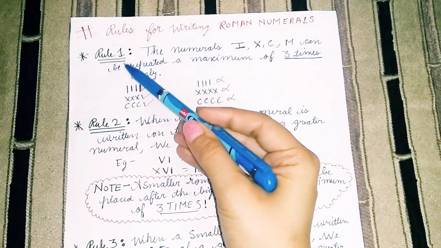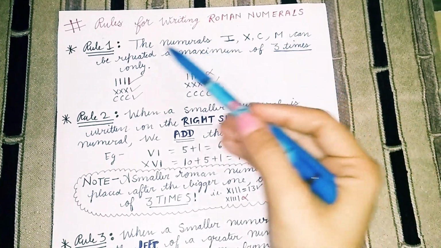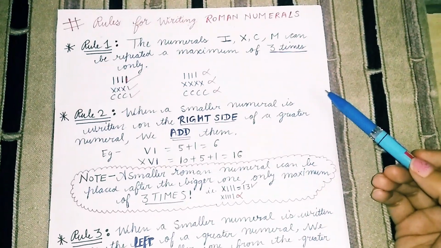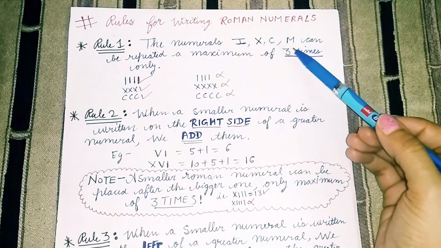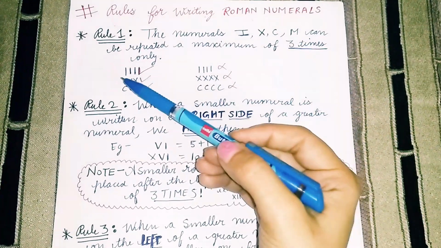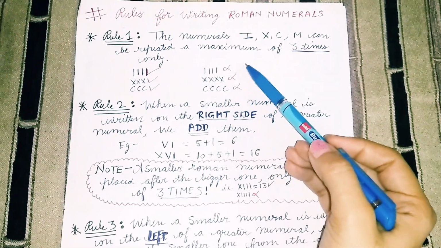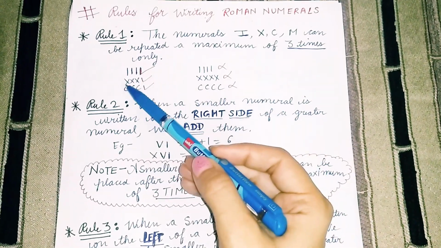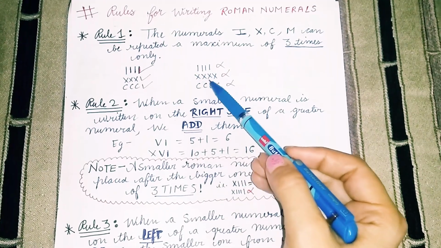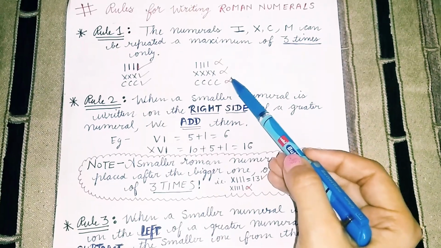Rule 1. The numerals I, X, C, M can be repeated a maximum of 3 times only. Children, you can repeat I, X, C, M only up to 3 times, not more than that. That is, III is correct, but IIII is wrong. Similarly, XXX is correct, but symbol X repeated 4 times is absolutely wrong.